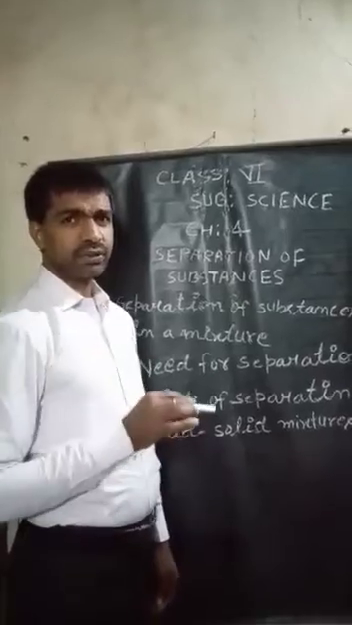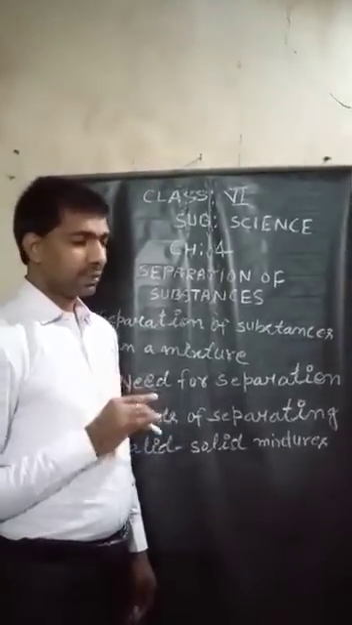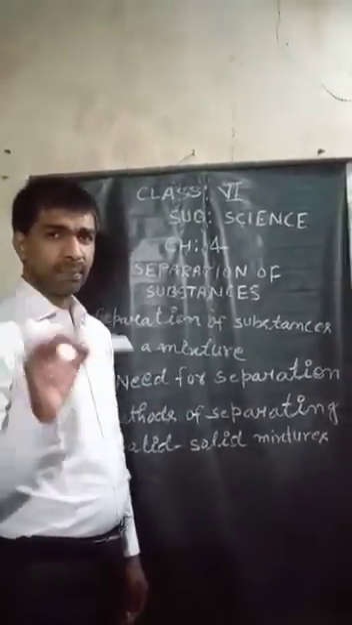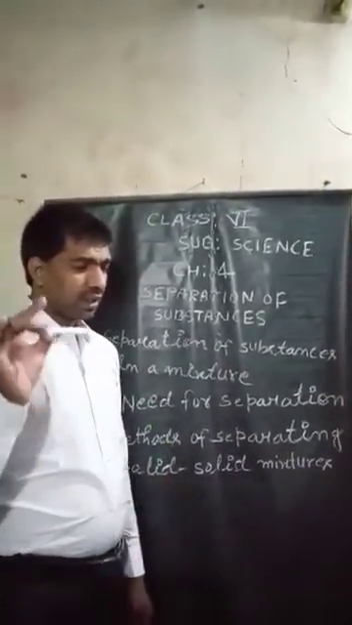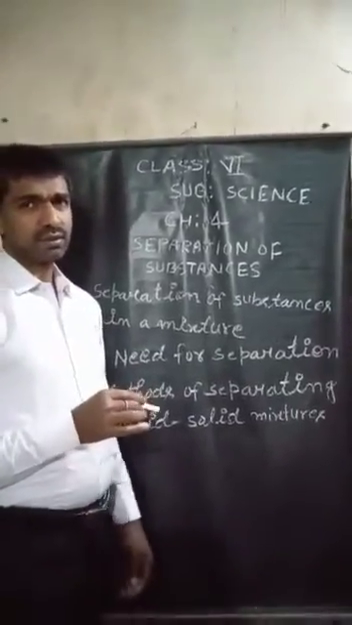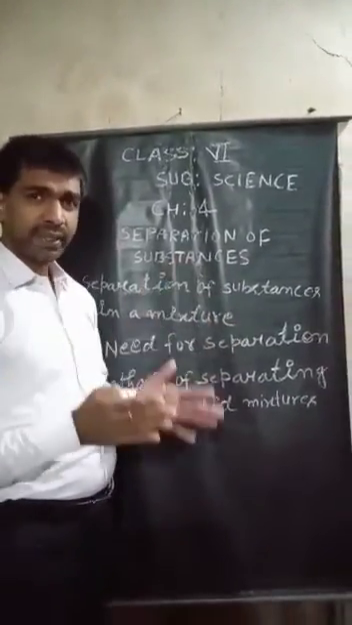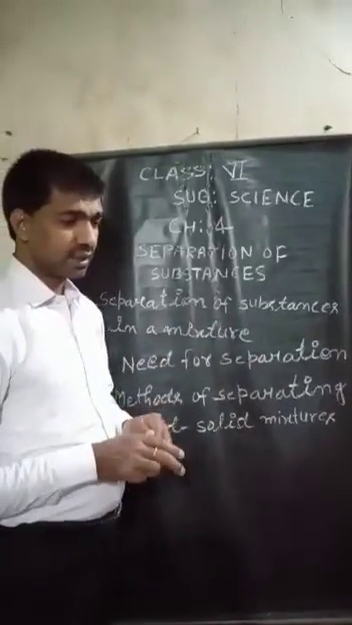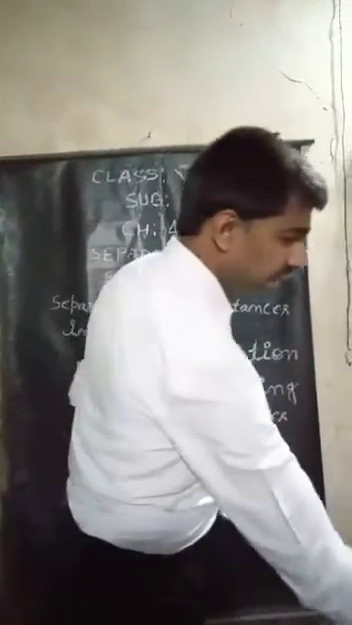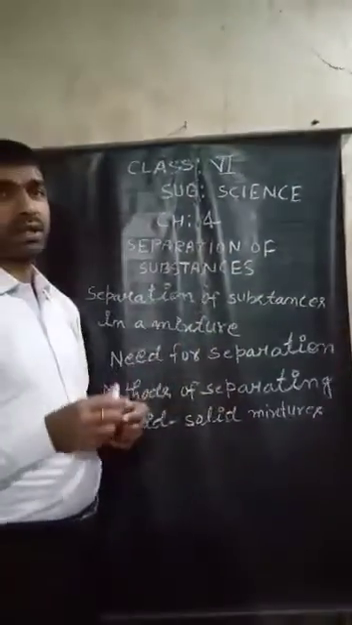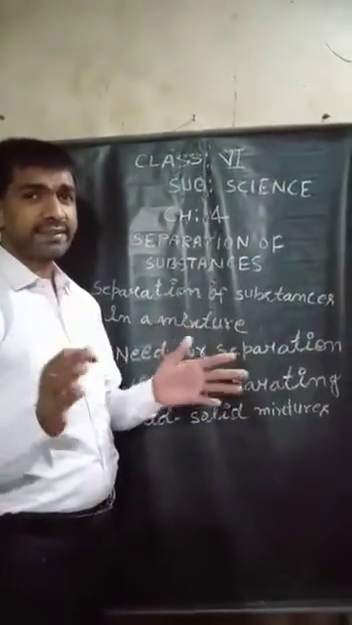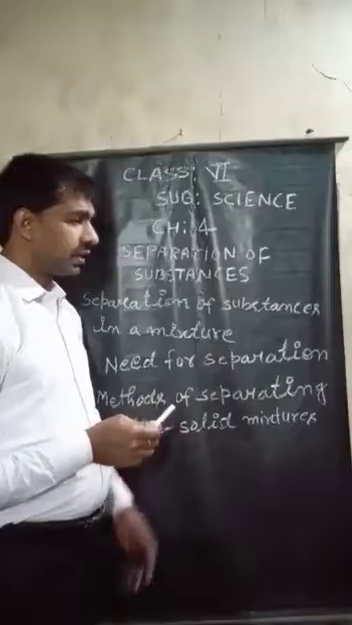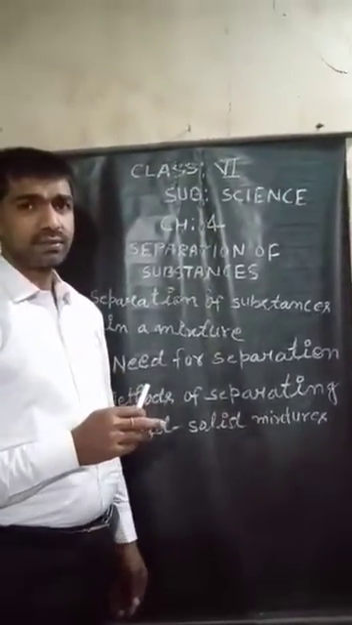So, separation of substances in a mixture: mixtures can be separated. Mixtures can be separated into their pure components. That means a mixture can be separated into its pure components. This can be done by using a difference in property, that means by using a difference in a property between their components.